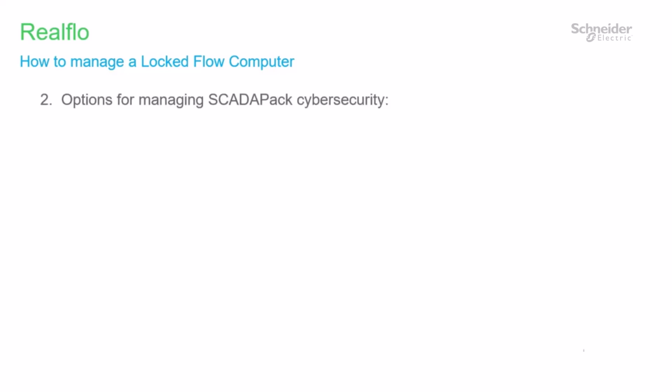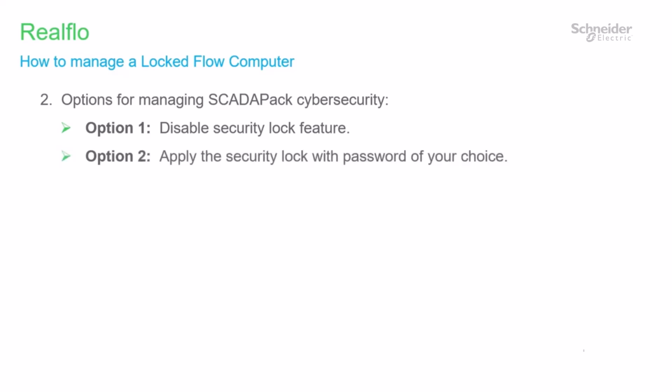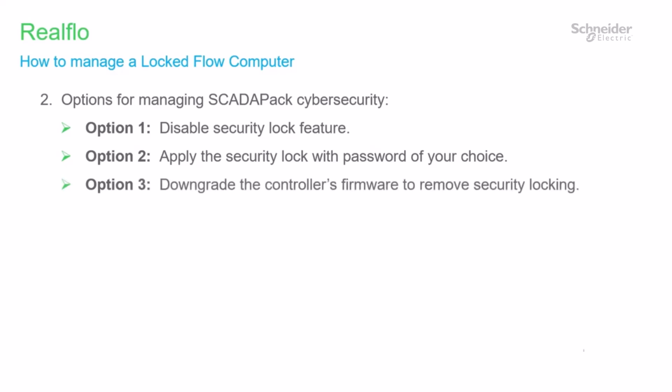Once your PC is updated to Realflo 7.0.2 or newer, you will have three choices for managing the security lock on your new SCADAPack. Option 1 is to disable the security lock feature. And if the security lock is desired in the future, a cold boot or service boot will re-enable it. Option 2, to apply the security lock with a password of your choice. And option 3, to downgrade the controller's firmware to remove security locking altogether.